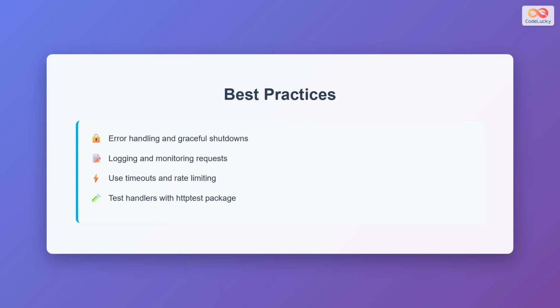When building HTTP servers in Go, it's essential to follow best practices for reliability and maintainability. Implementing robust error handling and graceful shutdowns ensures that your server can handle unexpected situations and restart cleanly. Logging and monitoring requests provide insights into server usage and help diagnose issues. Using timeouts and rate limiting protects your server from abuse and ensures fair usage. Lastly, testing handlers with the httptest package helps you verify the correctness of your code and prevent regressions.